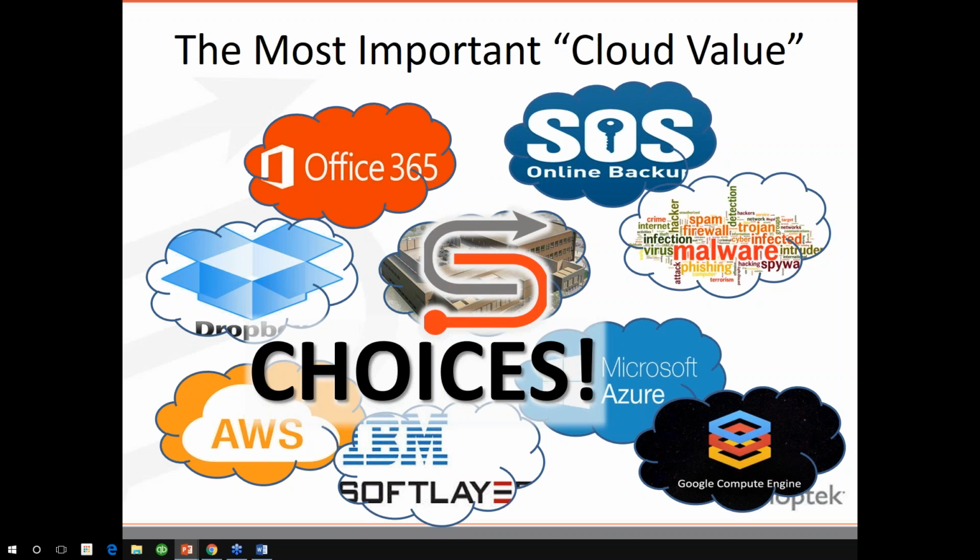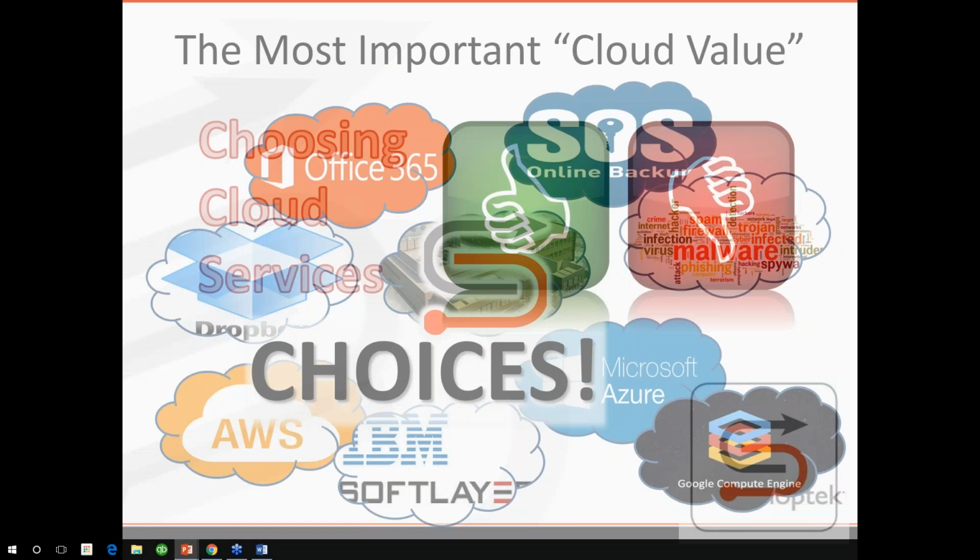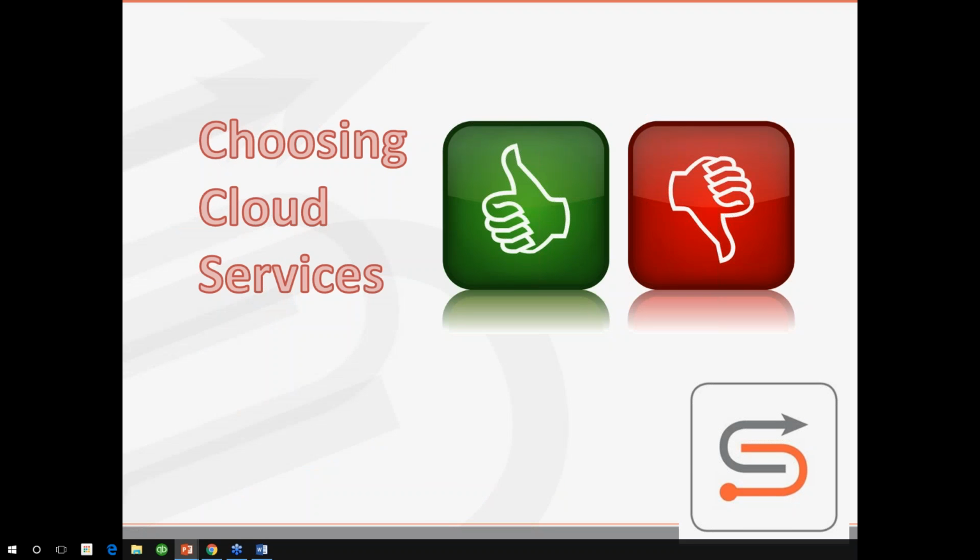You can choose from many different anti-malware providers. You can choose from many different cloud backup providers, many different productivity suite providers, many different email and messaging providers, and many different fundamental infrastructure as a service providers. So you have fundamental server and storage coming from Amazon, Microsoft, IBM, Google, Synoptic, and many others. So with all these choices, the question becomes, how do you choose? How do you pick the one that's best for you?